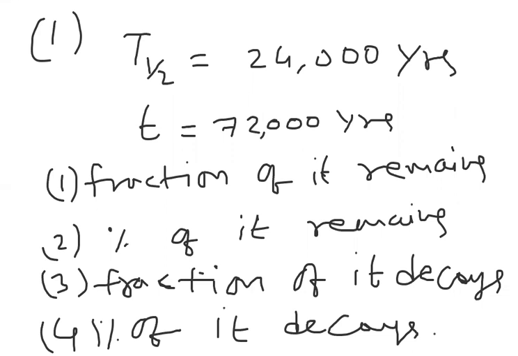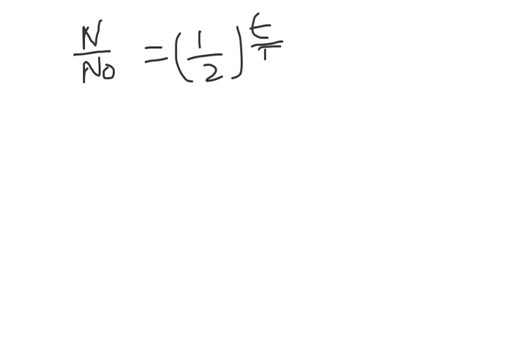Now they have given just the half-life and the instantaneous time over which the decay is taking place. In this duration of 72,000 years, the half-life is 24,000 years, and they're asking for the fraction remaining. So what are the formulae connected to this topic? The main formula for us is N by N naught equals 1 by 2 whole power small t by capital T. This T is called the half-life.